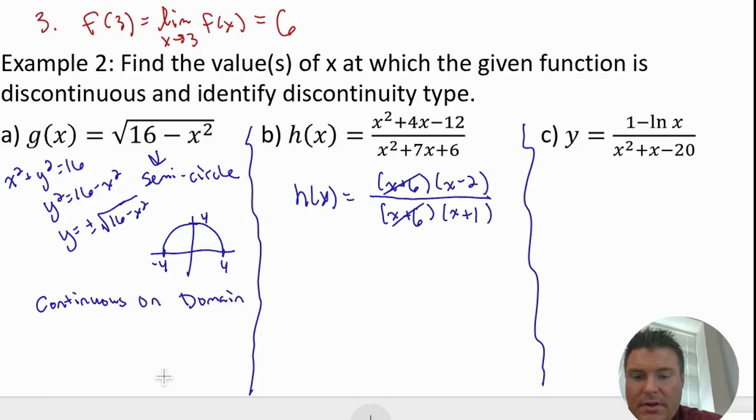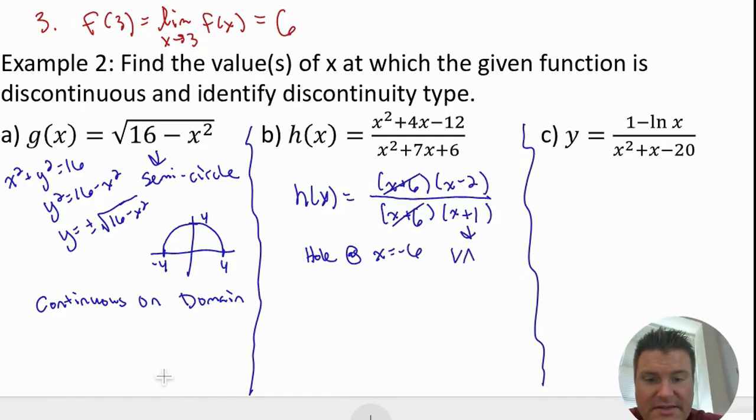so I'm going to have a hole at x equals negative 6. And right here, since the x plus 1 is still there, I'm going to have a vertical asymptote at x equals negative 1. So let's identify these discontinuity types.